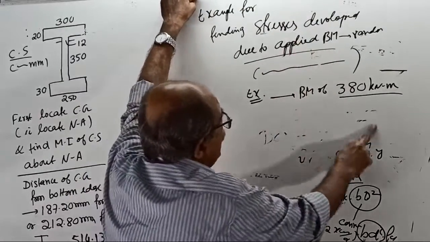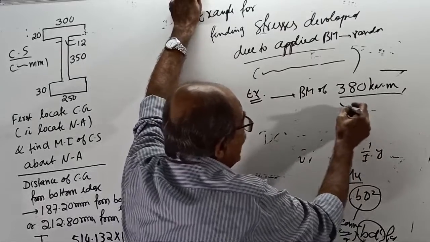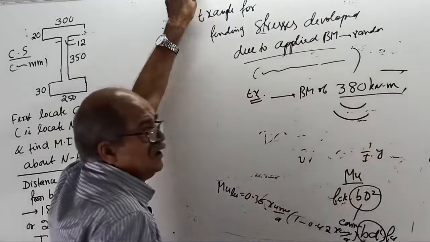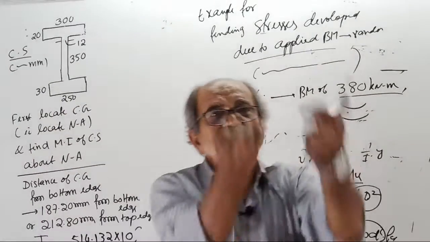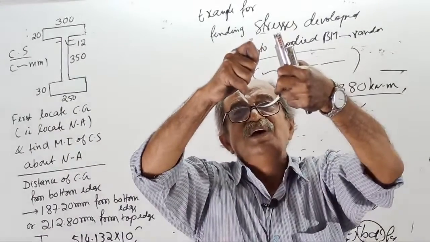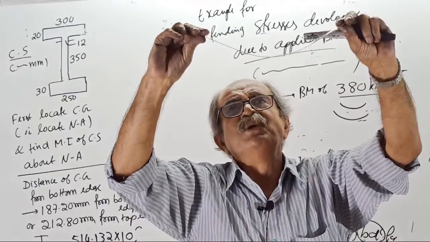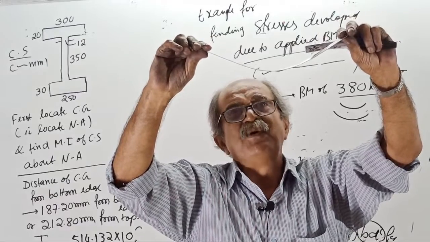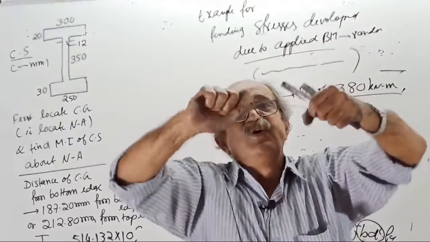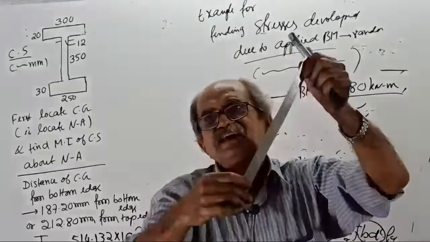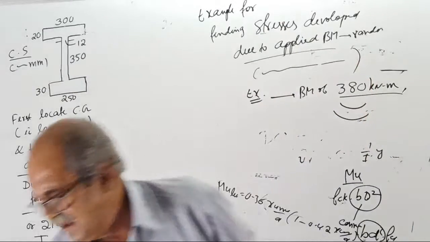He applied a bending moment of 380 kilonewton meter, sagging bending moment. In the question it is told, a beam cross section is subjected to a sagging BM of, see, horrible BM. See the scale, what happened? Deformed beyond the limit. I should stretch it back now. Even now, it has lost its straightness, I am sure. But no problem. 380 kilonewton meter.